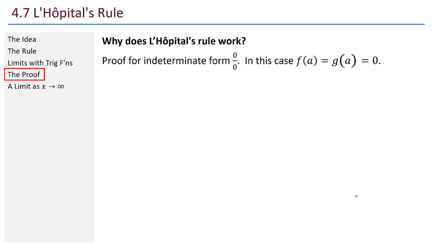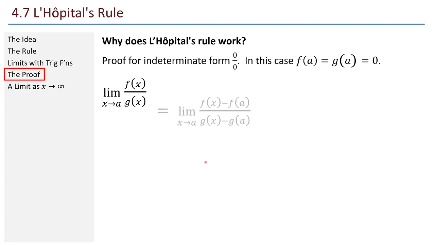Let's take a second and talk about why L'Hopital's rule works. And here's our proof for the indeterminate form 0 over 0. In this case, f of a, the function on top evaluated at a, and g of a, the function on the bottom evaluated at a, both equal 0. We start off with the limit problem, limit as x goes to a of f of x over g of x.